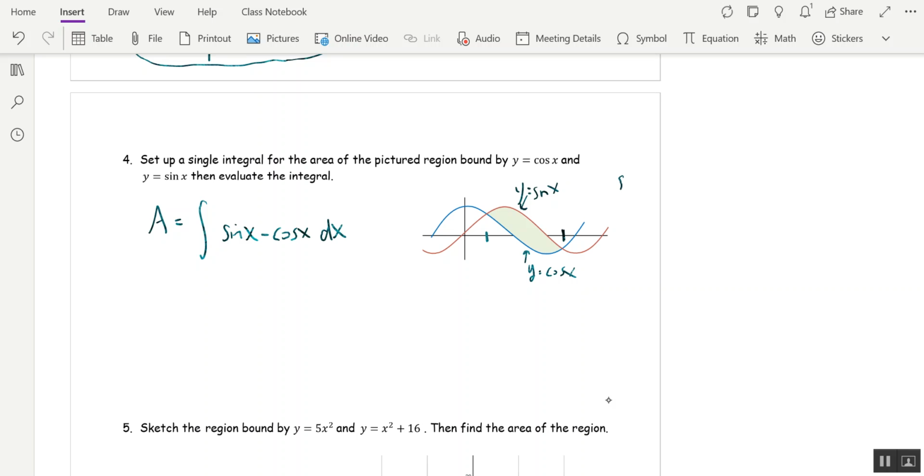So sine x equals cos x. The first place that happens in quadrant 1 is pi over 4, where they're both positive. And the second place it happens is over in quadrant 3, where they're both negative. So those are the limits on the integral, pi over 4 to 5 pi over 4.